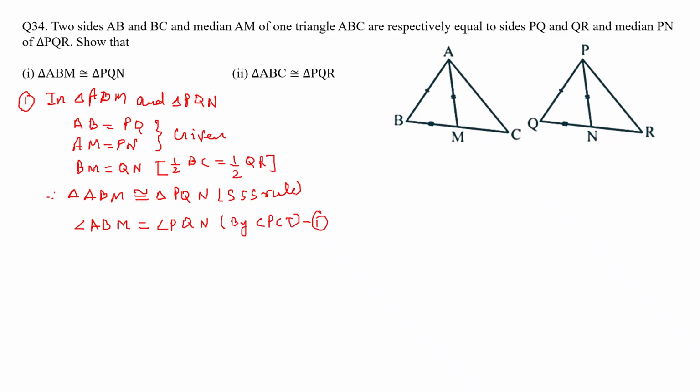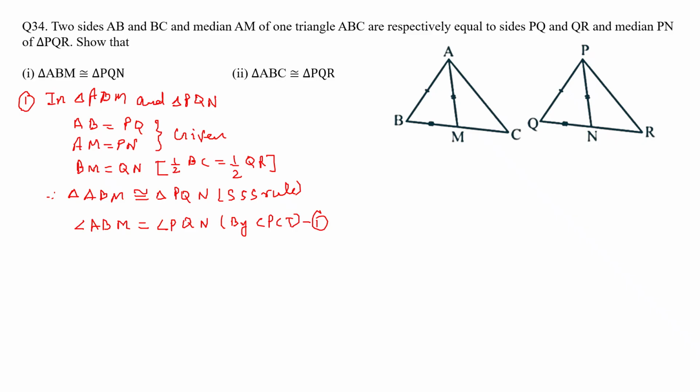Now why am I writing this? Because I am going to use it to prove the congruency for the second part, because it says now I have to prove ABC is congruent to PQR. So two criteria I already have, AB equal to PQ, BC equal to QR. But the third criterion I don't have, that I will take from here.